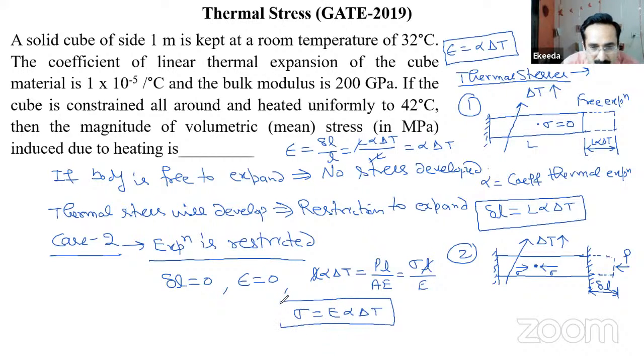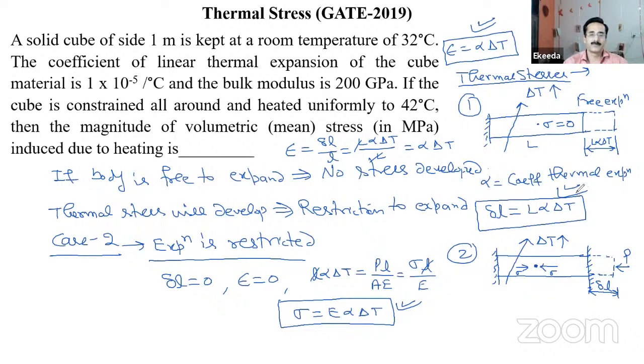So this is the stress developed in the material when there is restriction, right? Expansion is restricted, so this stress is developed. This is compressive stress in this case because the temperature is raised. So E alpha delta T is the stress. Alpha delta T is the strain in the first case, and the expansion in the first case was alpha L delta T, right? So these three formulas are important for thermal stresses.